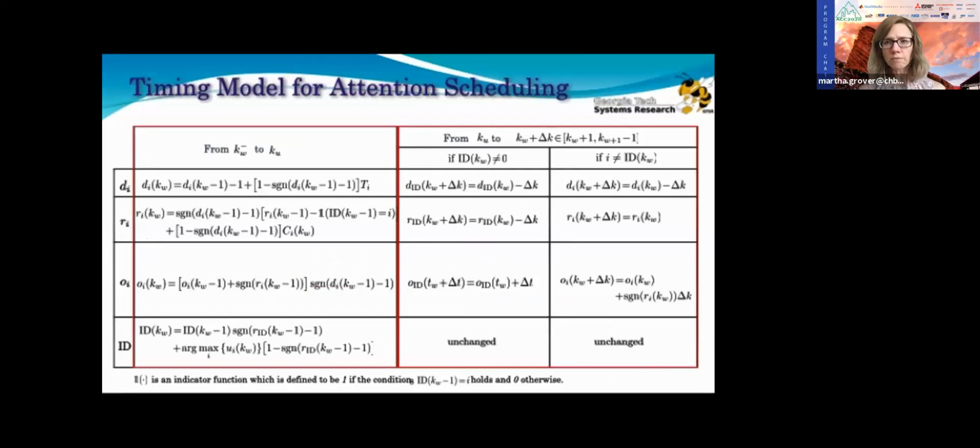And the idea of the timing model is we only need to model the changes of these state variables at these significant moments, because at these significant moments they have jumps, which is all the set of equations on the left-hand side. And then in between the significant moments, the models for the state variables are relatively simple, as you can see on the right-hand side blocks. The details of these timing models can be found in our previous papers on real-time scheduling.